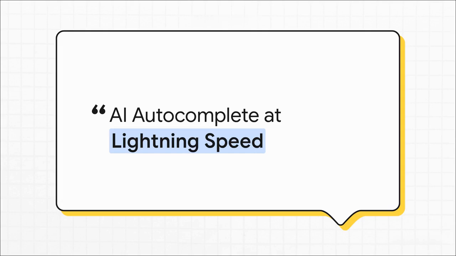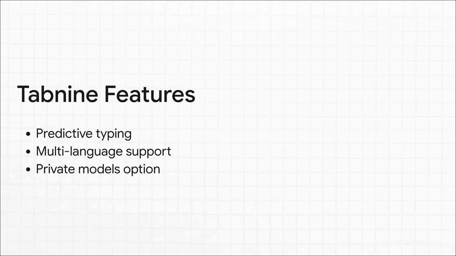And last but not least, we have Tab9. And Tab9 has one single relentless focus: speed. Just lightning-fast speed. Tab9 is all about getting that latency down to basically zero. Its predictive typing feels instant, like it's finishing your thoughts for you. For any developer who just can't stand lag and wants the absolute fastest autocomplete possible, Tabnine is in a league of its own. And, like some others, it also offers private models for enterprise security.